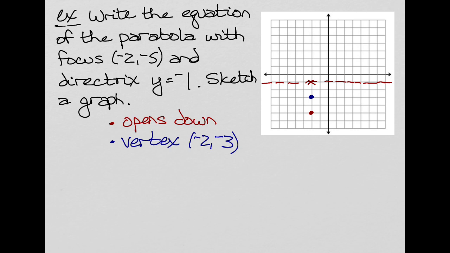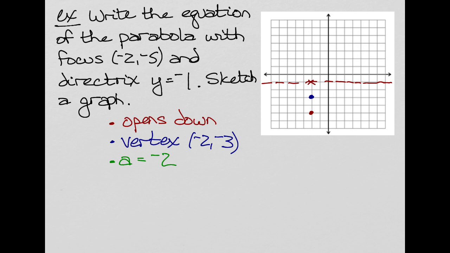There's the vertex. In order to sketch the graph, I'm going to need a width. In order to get the width, I'm going to need a value for a. Well, a is the distance between the vertex and the focus, or the vertex and the directrix, along with a direction. I can see that the distance is 2 from the vertex to either of those things. Since the focus is below the vertex, and also since I'm opening down, that tells me a is going to be -2. So got a value for a.